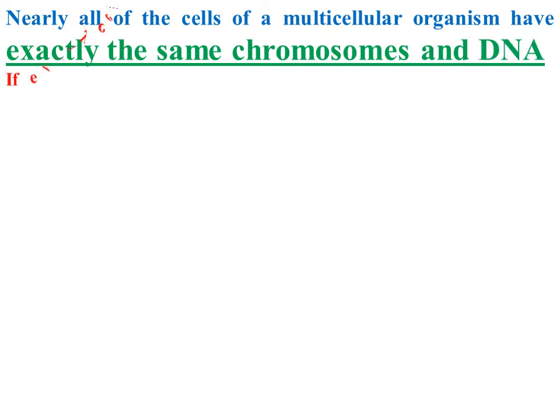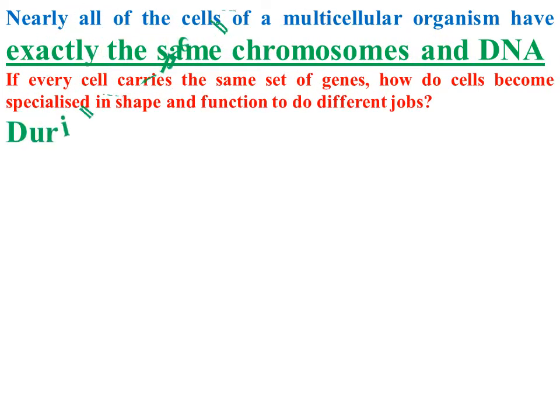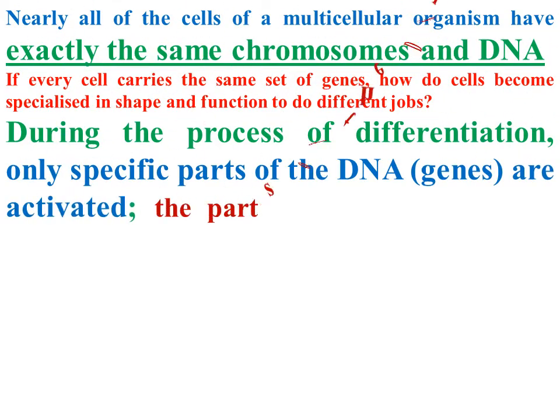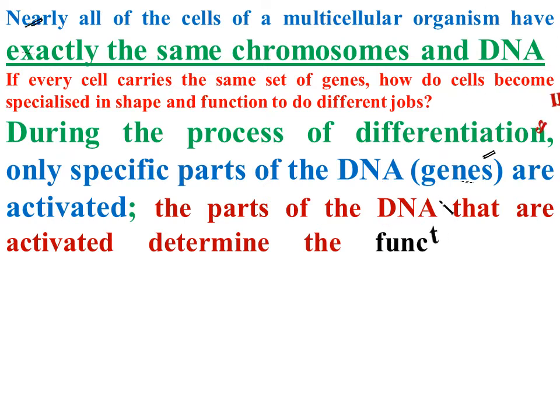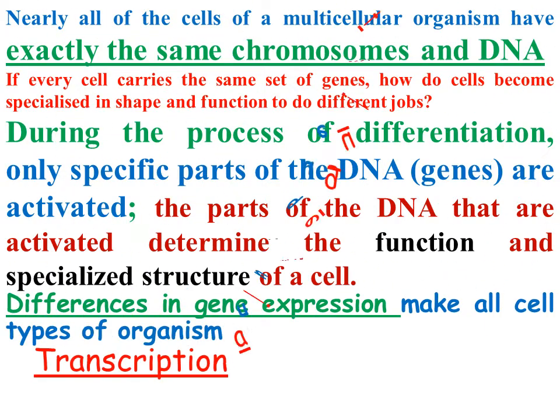Nearly all of the cells of a multicellular organism have exactly the same chromosomes and DNA. If every cell carries the same set of genes, how do cells become specialized in shape and function to do different jobs? This has been explained by the differences in gene expression. Only specific genes are activated, and that will determine the function and the specialized structure of a cell. This transcriptional regulation is induced by special transcription factors.